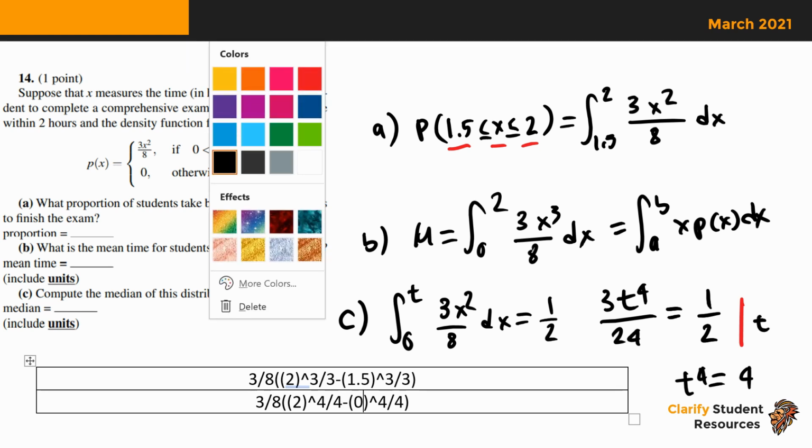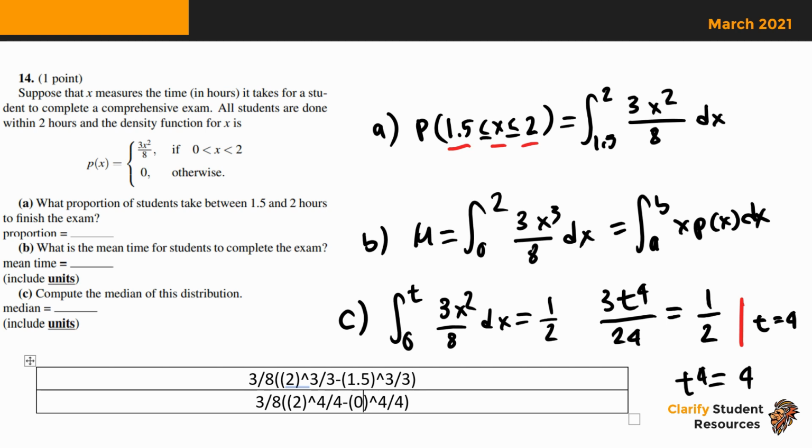Keep going off screen here. T is equal to 4 to the 1/4. Okay, you still can't see that. Okay, like that.